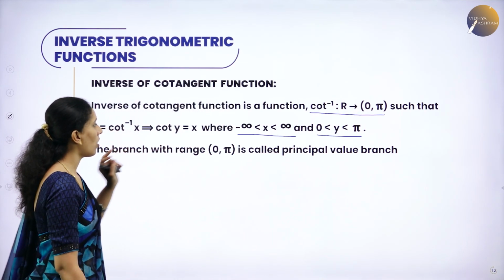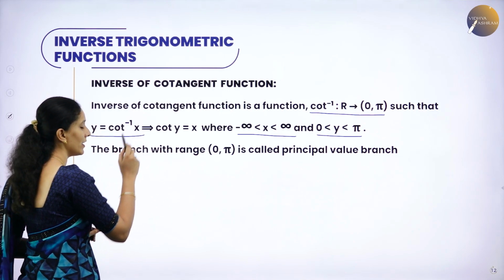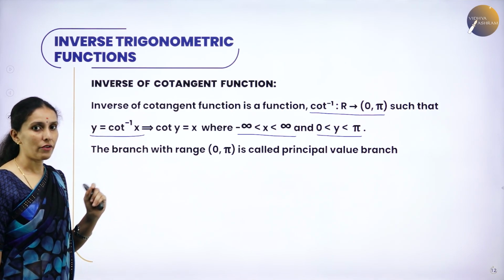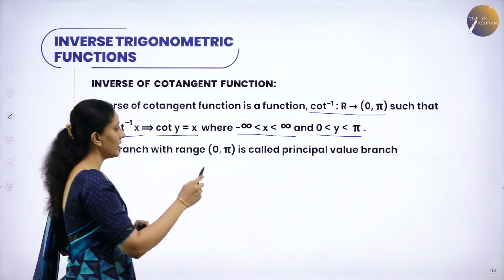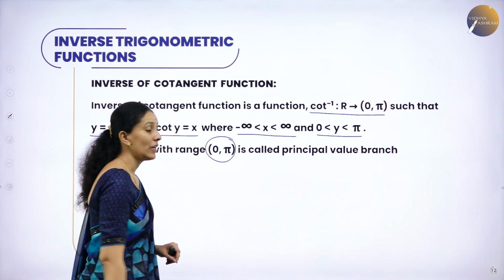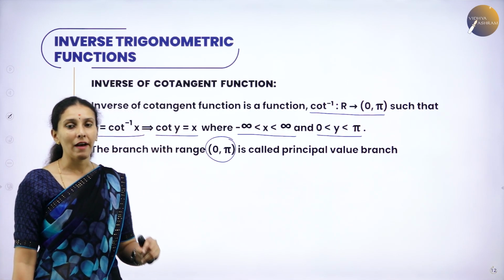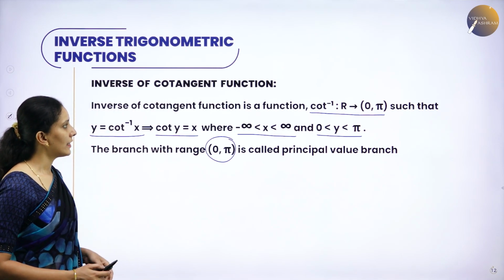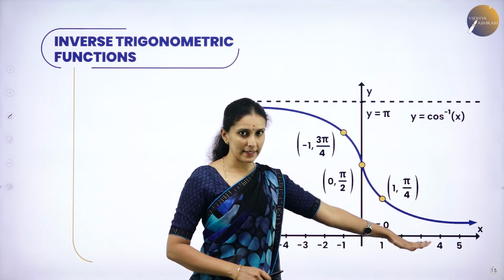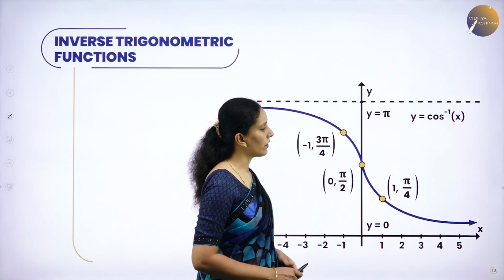And we define cot inverse in the form of y is equal to cot inverse x such that we can write it in the form of cot y is equal to x. And the interval 0 comma pi is called the principal value branch of the inverse cot function. Let's see the graph. So this is the line y is equal to 0 and this is the line y is equal to pi here.